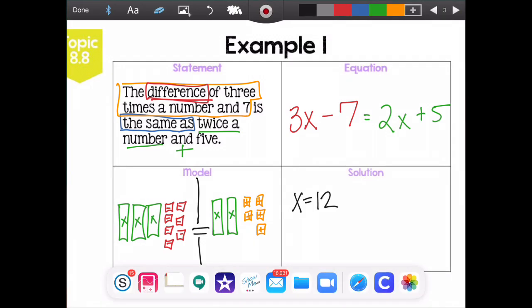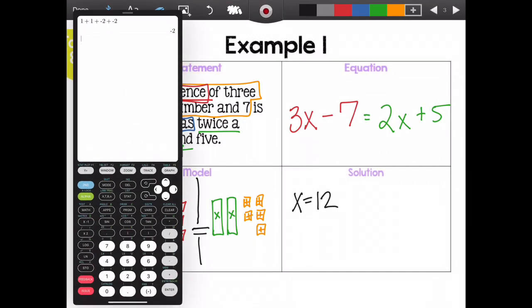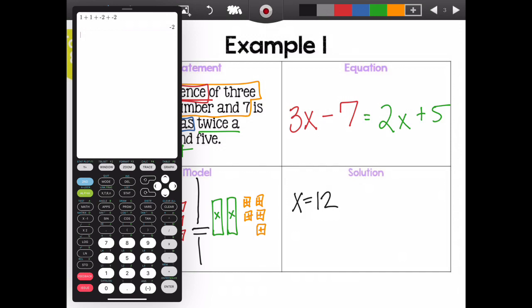But again, I want to make sure that's 100% correct. So in my calculator, I'm going to plug in each side of the equation and substitute x for 12. We're going to start with the left side first. So I'm essentially saying 3 times 12 minus 7 equals 2 times 12 plus 5.